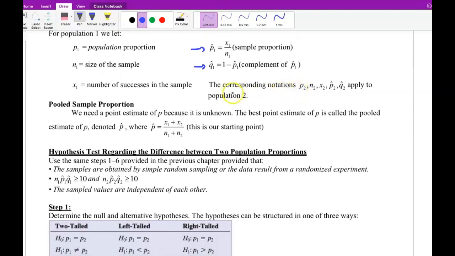And that is the same for the second population. So for the second population, P2 is the population proportion. Here is N2, X2, P hat, and Q hat. So this is for the second population.